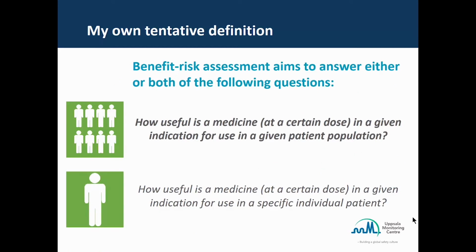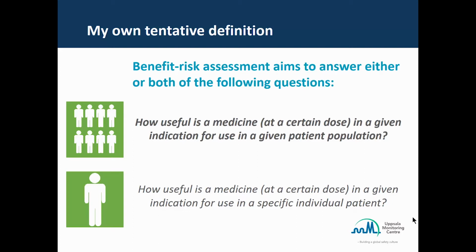So here is my own tentative definition, which is that benefit risk assessment aims to answer either or both of the following questions. First, how useful is a medicine at a certain dose in a given indication for use in a given patient population? Or how useful is a medicine at a certain dose in a given indication for use in a specific individual patient? Now, this can apply both pre- and post-marketing, although the focus in pharmacovigilance is obviously post-marketing, that is, after a medicine has been allowed to enter the market.